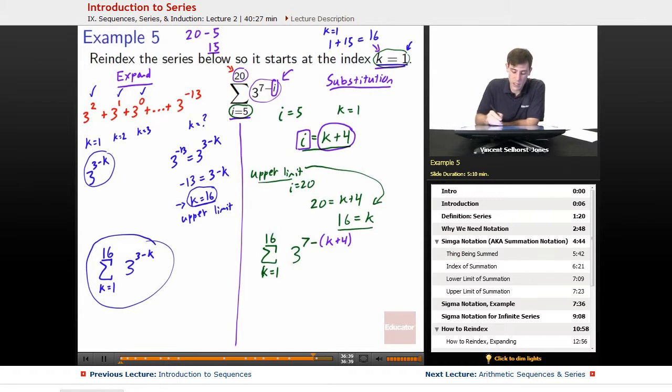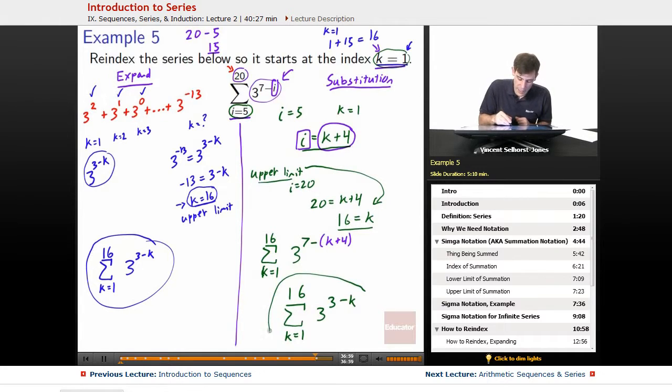We can now work this out and simplify it. Since it's the upper limit and lower limit and index, none of those will change. We're just simplifying what's on the inside. So 3 to the 7 minus quantity k plus 4, so minus k and minus 4. 7 minus 4 gets us 3, and minus k gets us 3 minus k in the whole.